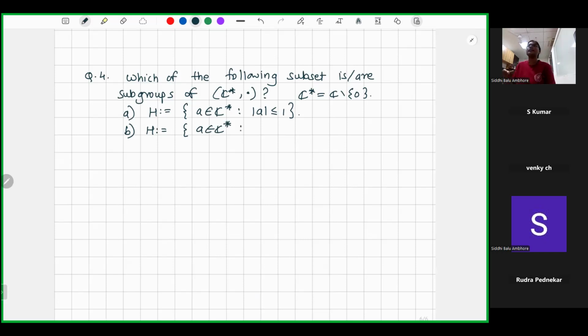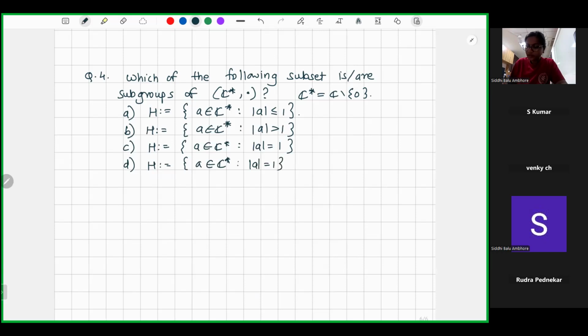This is not the order of an element in the group. Okay. It is the modulus of that element, of the complex number. Otherwise, this doesn't make any sense. Okay. Option B may be modulus of A greater than 1, and C is A in C star such that modulus of A is equal to 1, and D is A in C star such that mod A is equal to 1 union mod A is equal to 2.